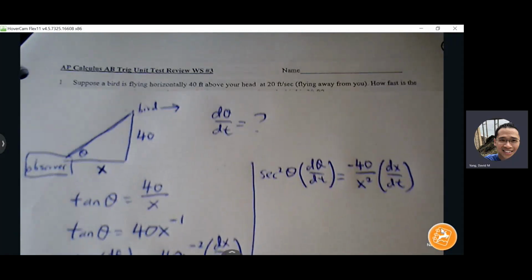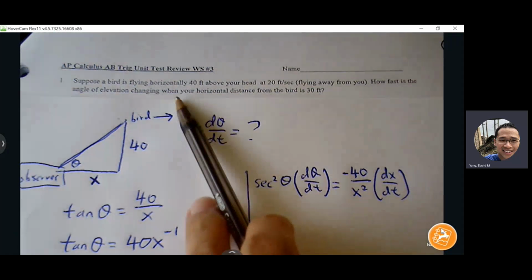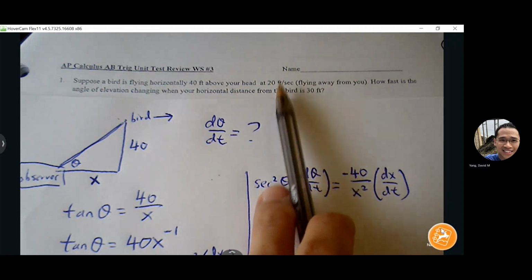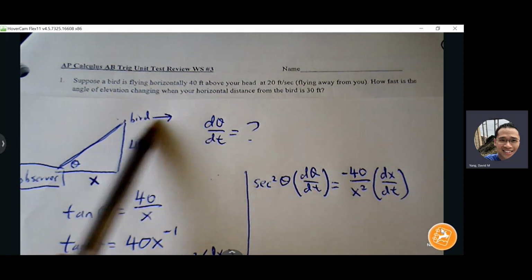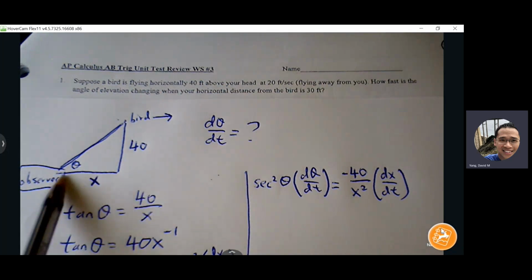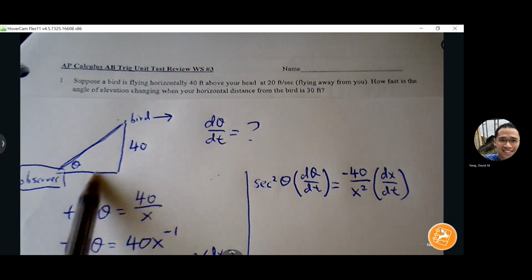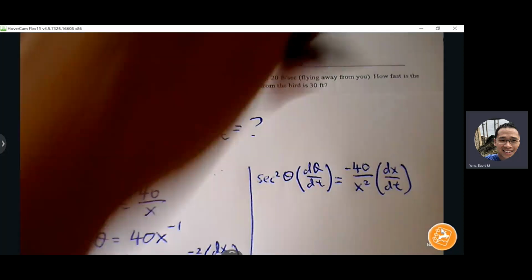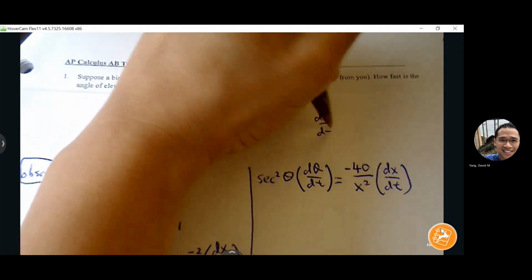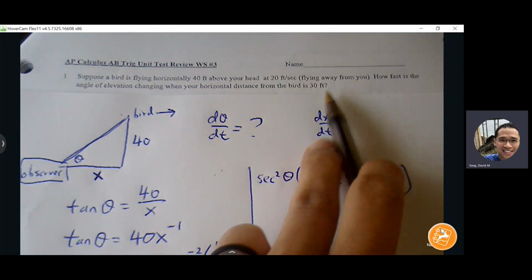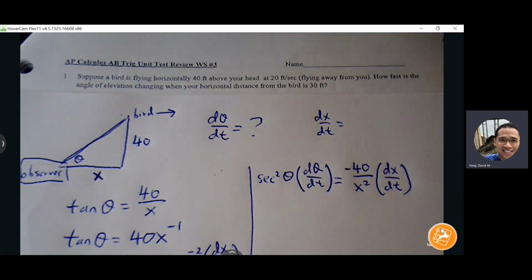Let's go back to the problem and see what information we have here. A bird is flying horizontally 40 feet above your head. We have that at 20 feet per second. What is that referring to? Well, the bird is flying in this direction, so that's going to change this length. This bird is flying out. It's the same as this x changing. So dx dt. Positive or negative? Flying away from the observer, so we expect that distance to be increasing.